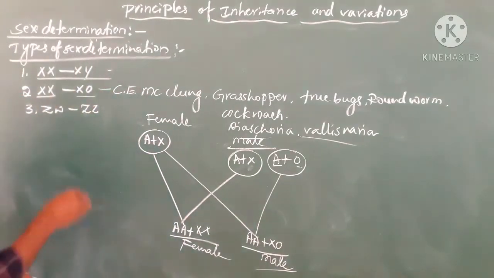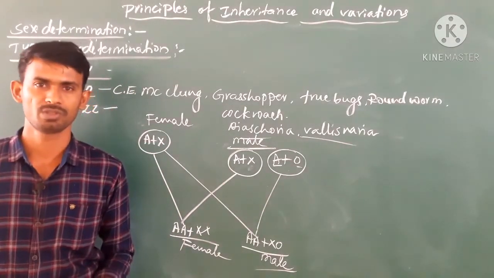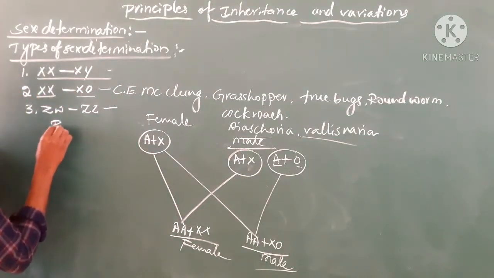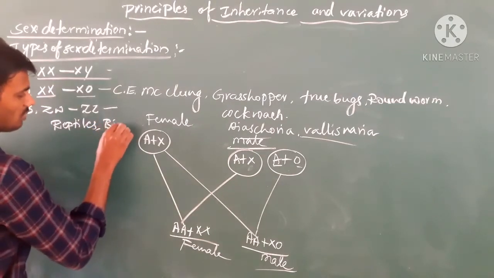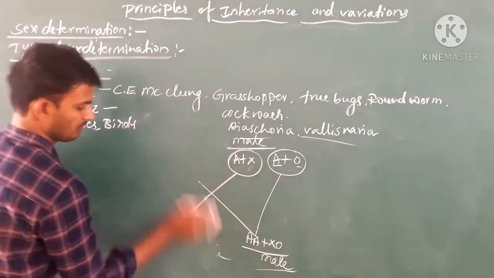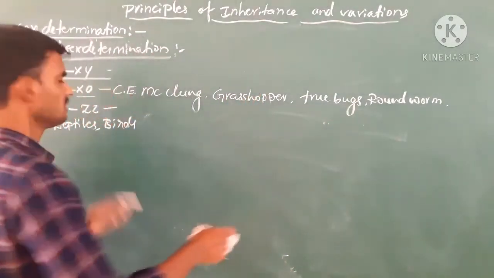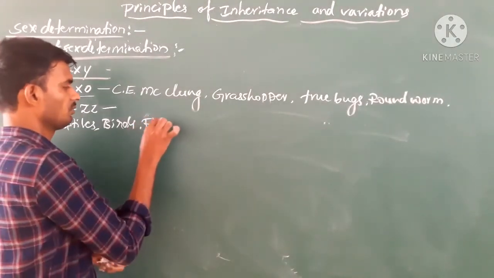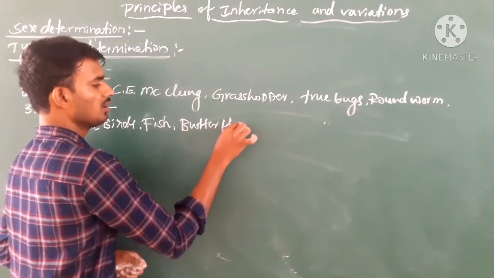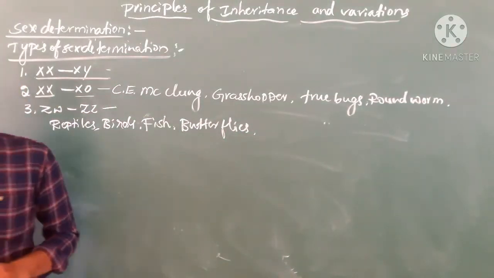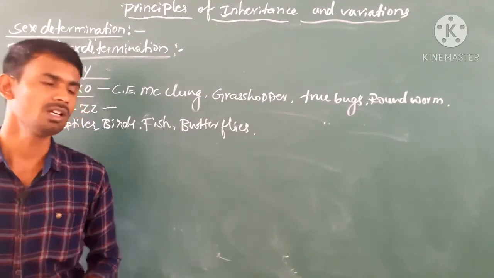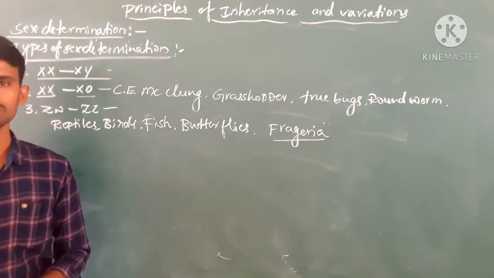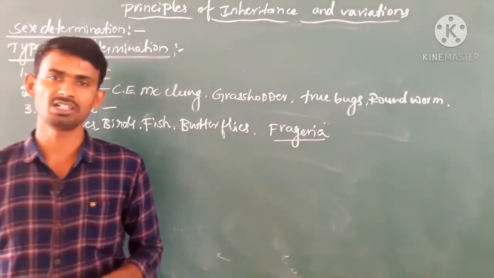Moving on to the third one, called the ZW and ZZ type of sex determination. This type of sex determination is commonly observed in birds, reptiles, and even in fishes and butterflies. In plants, it is commonly observed in Fragaria, that means the strawberry. In such organisms, they can identify the ZW and ZZ type of sex determination.